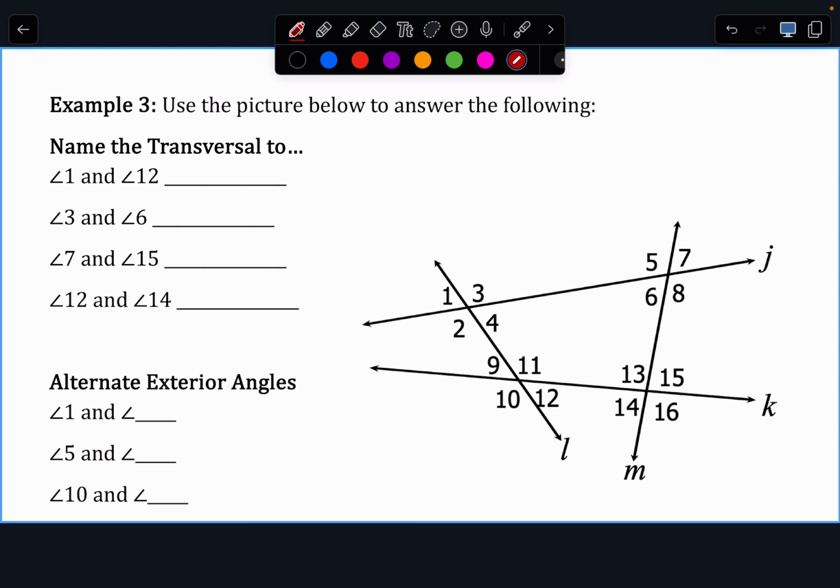Now, let's talk about when we have lots of lines happening. Okay? If I highlight angle 1 and angle 12, who's the transversal? L, because they're both touching line L. What about 3 and 6? Who are they both touching? J. So that is our transversal. Answer the next 2.